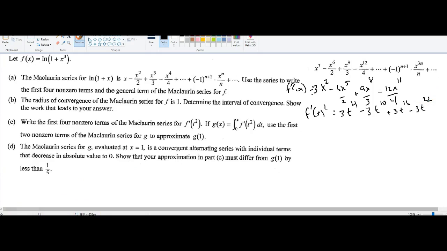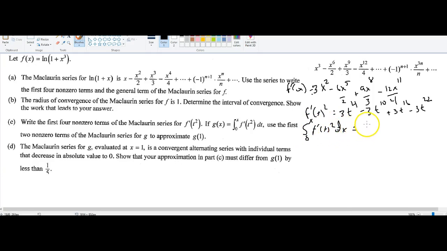I'm going to double check my answer just so I don't get too far off the rails. Okay, so it looks like we're good through there. All right, so the next question is, use the first two non-zero terms to find g to approximate it for 1. So g is the integral from 0 to x. So here we go. I'm going to use the first two terms. So that's the integral of f prime of t squared from 0 to x dt.